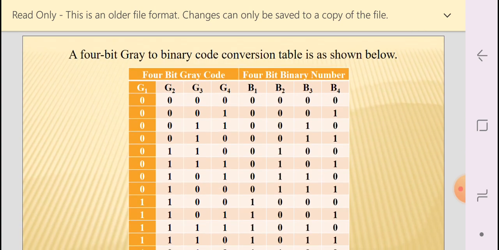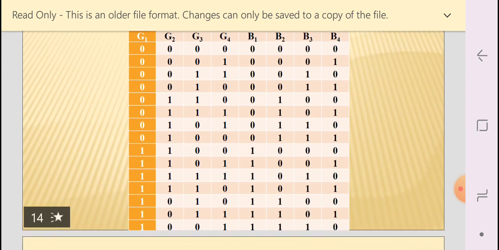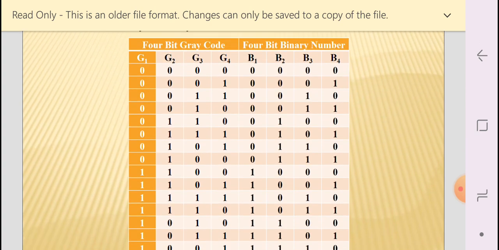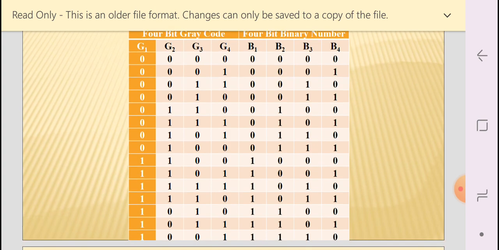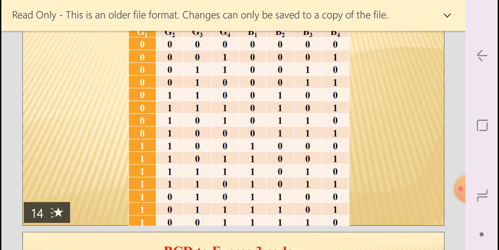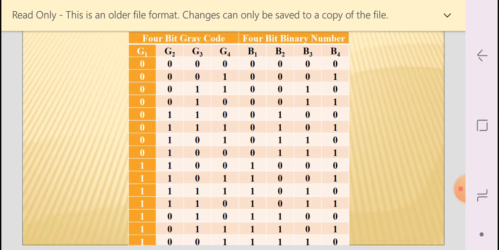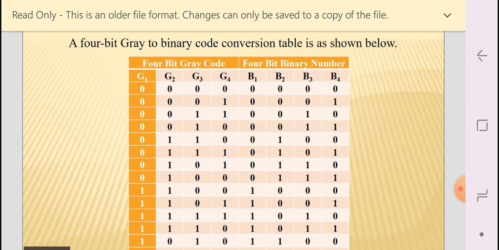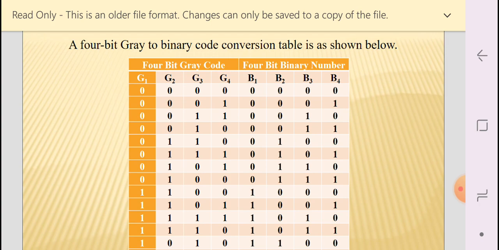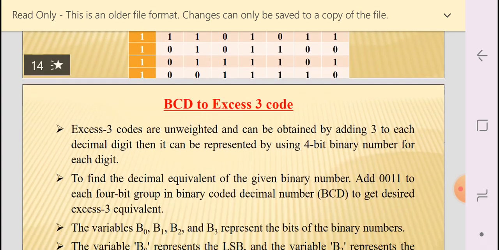This is the 4-bit gray code to binary code conversion table. Look at this table. Same as for the circuit, here the inputs are G1, G2, G3, G4, and the outputs are B1, B2, B3, B4, and this is the conversion table. Okay.